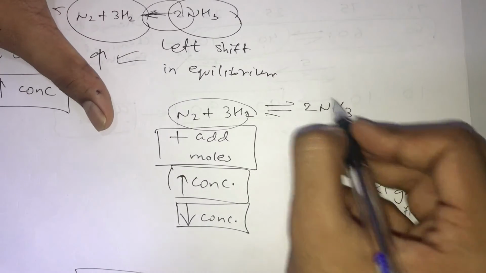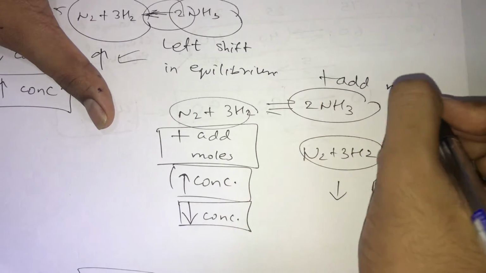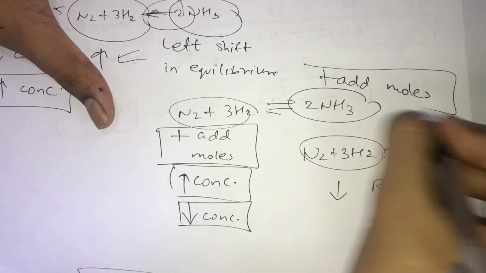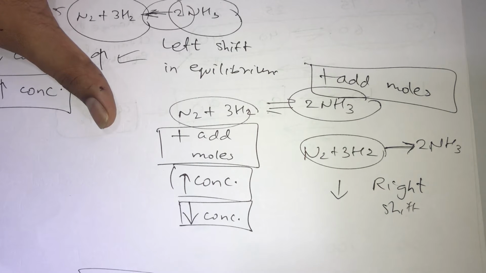Now let's say we add moles over here. If you add moles over here, what is going to happen? That you guys are going to comment below in the comment section, and I know that you are smart enough to answer this very easily.